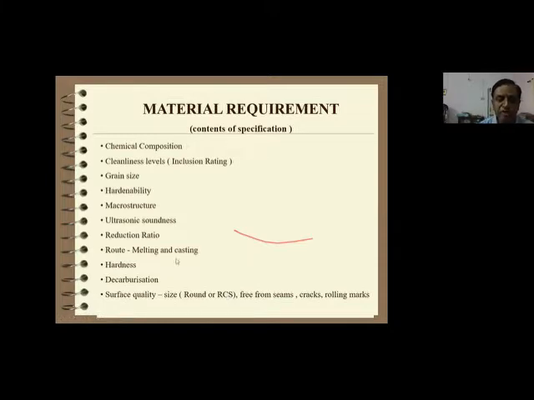So normally the material is either round or RCS, and it should be free from any seams, cracks or rolling marks. If by chance any of these defects are there on the rolled billet, the same can occur on the forging, and then it becomes a very tedious job to remove those defects.